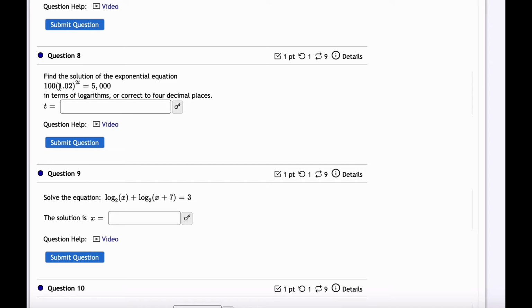It doesn't really matter what base you choose. 1.02 is a pretty strange base. No matter what you do, you're going to end up with an expression as your answer. So what I'm saying is I'd probably divide both sides by 100, then maybe take the natural log of both sides. But you have lots of different options.